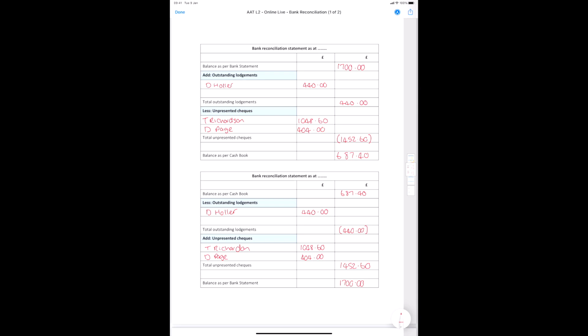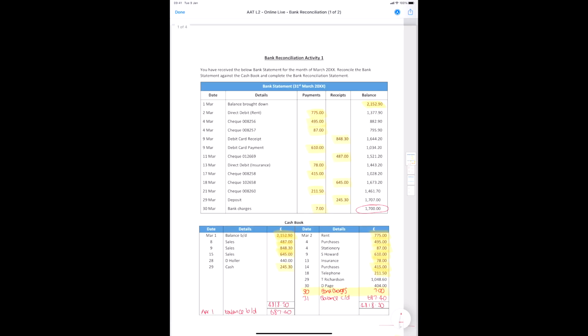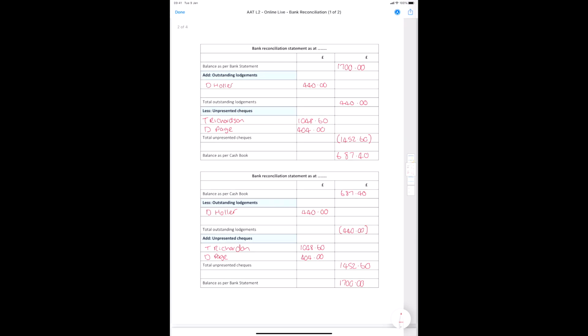Okay, so key points, just kind of reviewing that activity. First step, look to highlight all the transactions which appear in both. Your second step will then be adding any unhighlighted transactions in the bank statement to the cash book. That will then allow you to balance off the cash book by totaling the columns and adding in the balance carried down. And then the third step is any unpresented checks or outstanding lodgements within the cash book are added to the bank reconciliation statement.